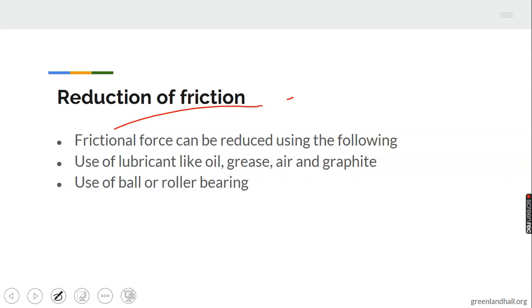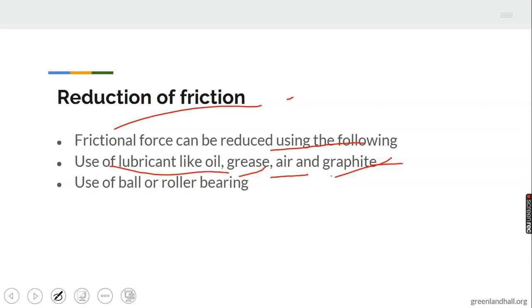Now, in solids, frictional force can be reduced using the following. We can use lubricants like oil, grease, air, and graphite. All of these can be used to reduce friction in a machine. That's why you see some engineers always have machine grease, which they apply to the machine so that it will reduce the friction, so that the parts will be able to work on each other.